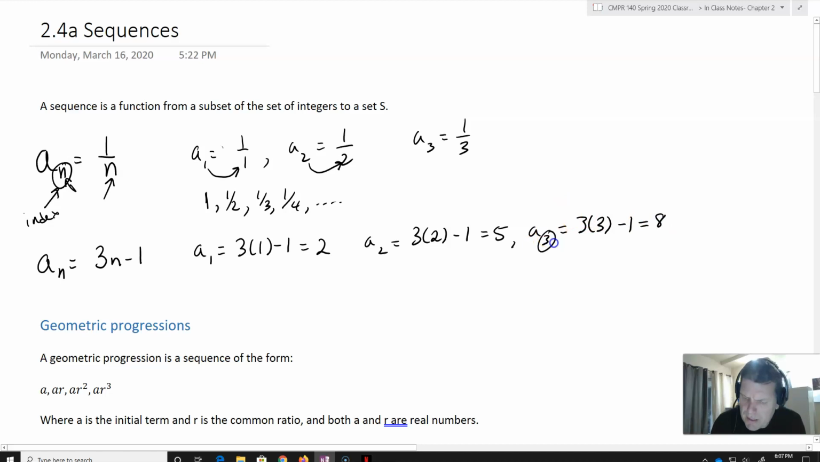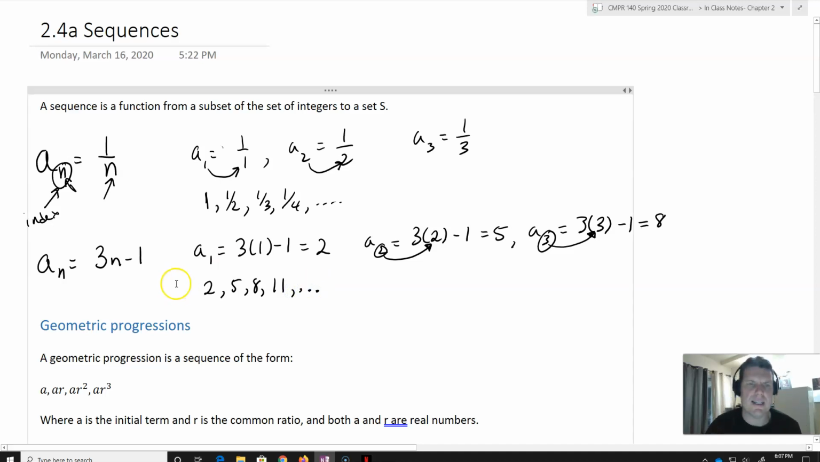So notice that our index and the number that we put into the sequence are the same, right? And so this sequence would then be 2, 5, 8. The next one actually will be 11. You can check that for yourself, and so on and so forth, okay?